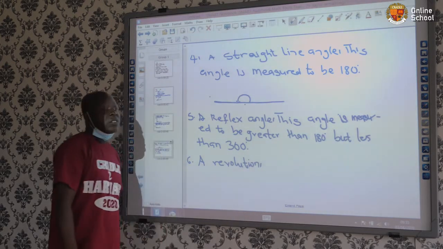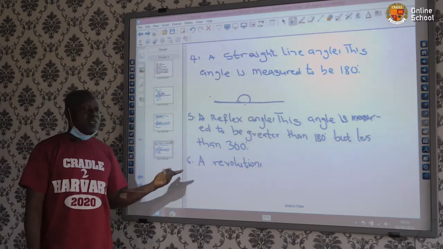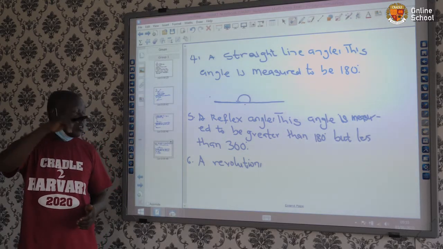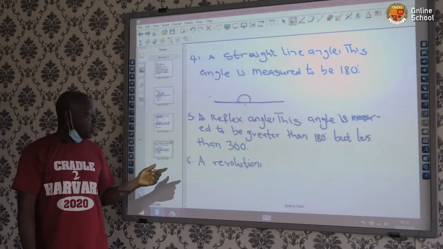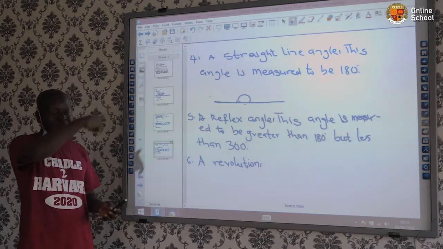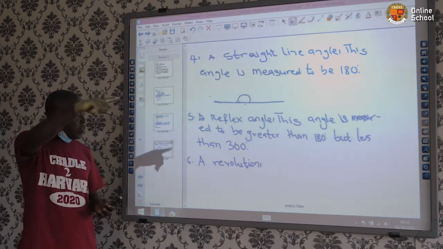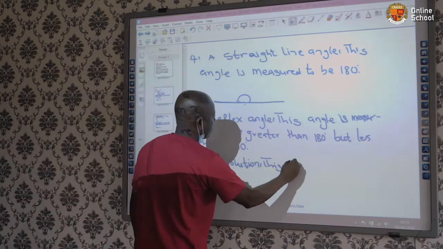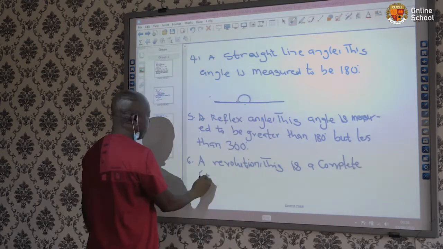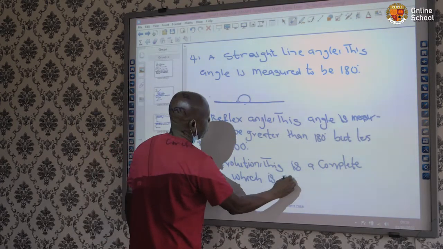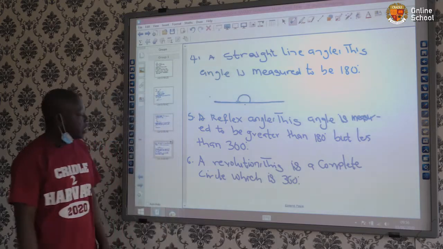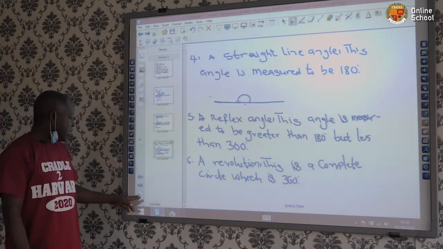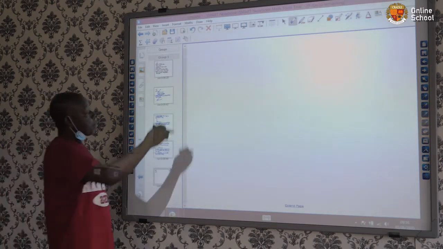A revolution. The word revolution means moving round a complete circle. So when you have a revolution, it means the angle rotates to give you a complete circle. This is a complete circle, which is 360 degrees. We quickly move to number 7.